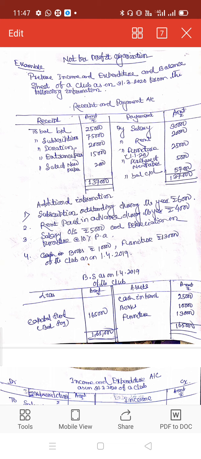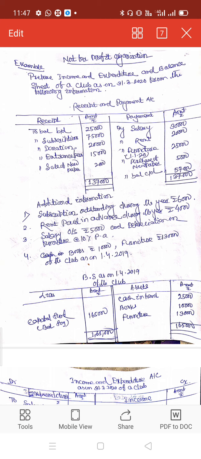Likewise, grant. The amount received from the central government, state government or local government to carry on the organizational activities smoothly is known as grant. That is also like donation, may be general or may be specific. If specific, it will be capitalized and will be shown on the liability side of the balance sheet.